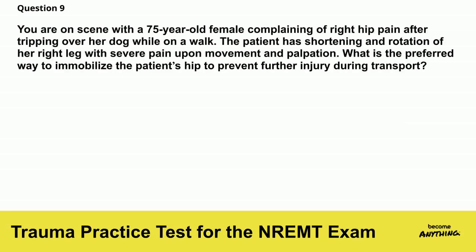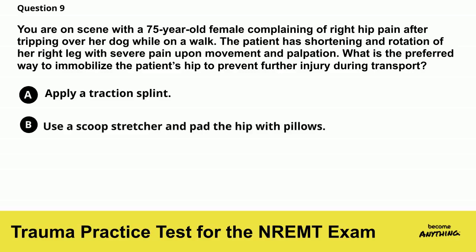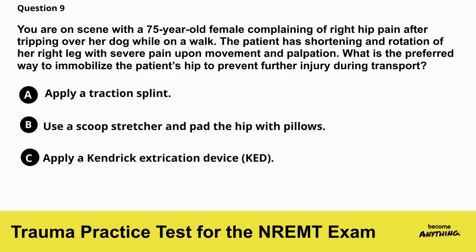Question 9. You are on scene with a 75-year-old female complaining of right hip pain after tripping over her dog while on a walk. The patient has shortening and rotation of her right leg with severe pain upon movement and palpation. What is the preferred way to immobilize the patient's hip to prevent further injury during transport? A. Apply a traction splint. B. Use a scoop stretcher and pad the hip with pillows. C. Apply a Kendrick extrication device, KED. D. Place the patient in a stair chair.